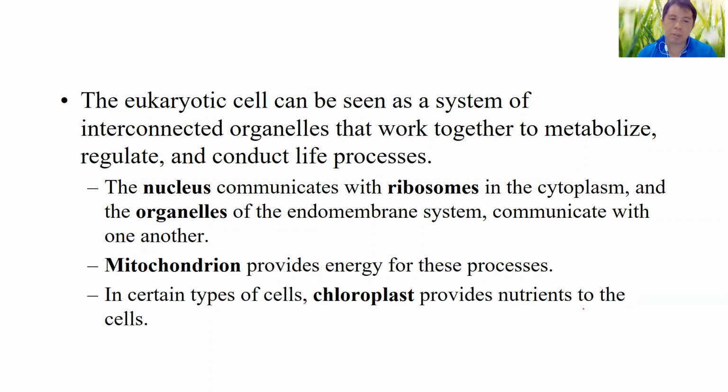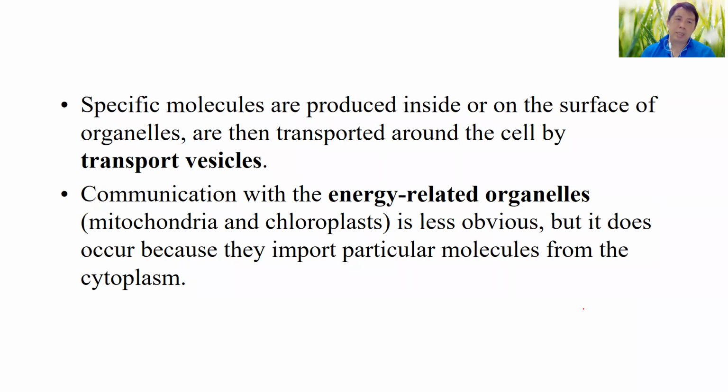And then in certain types of cells, for example the photosynthetic cells, they have chloroplasts. The chloroplast will convert sunlight energy into chemical energy. So this will provide nutrients to the cells and also to other cells in multicellular organisms. Then the specific molecules are produced inside or on the surface of the organelles, and are then transported around the cells by transport vesicles. These transport vesicles involve the cytoskeleton.